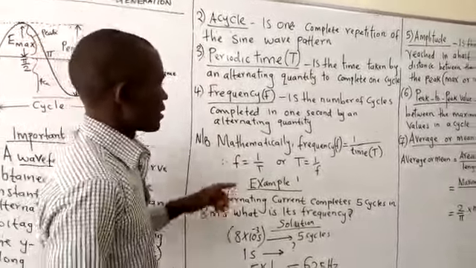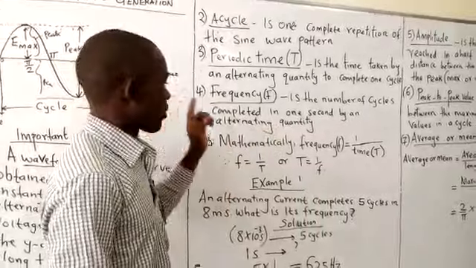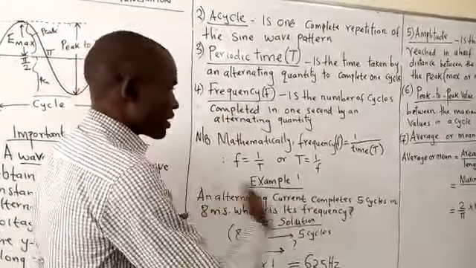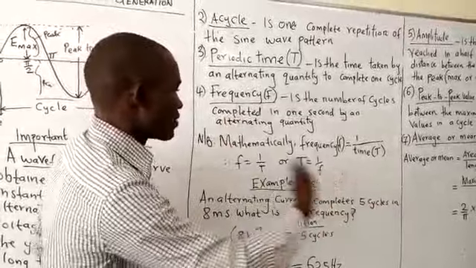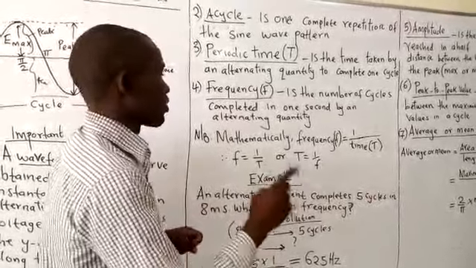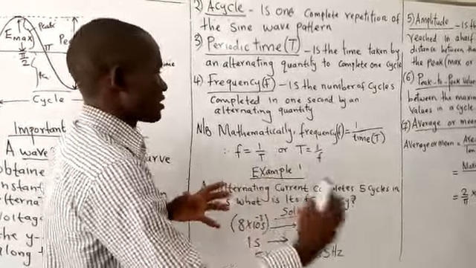Frequency is the number of cycles completed in 1 second. Like if you had a pendulum swinging, the number of swings it will take in 1 second is what we are calling frequency. How fast it moves.